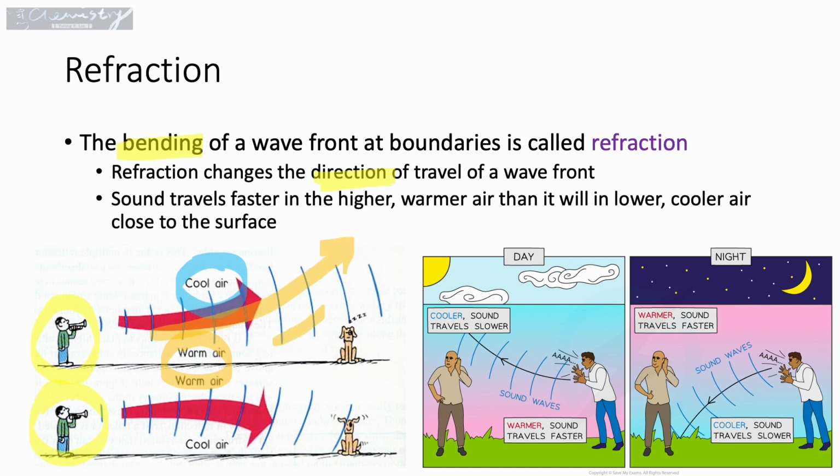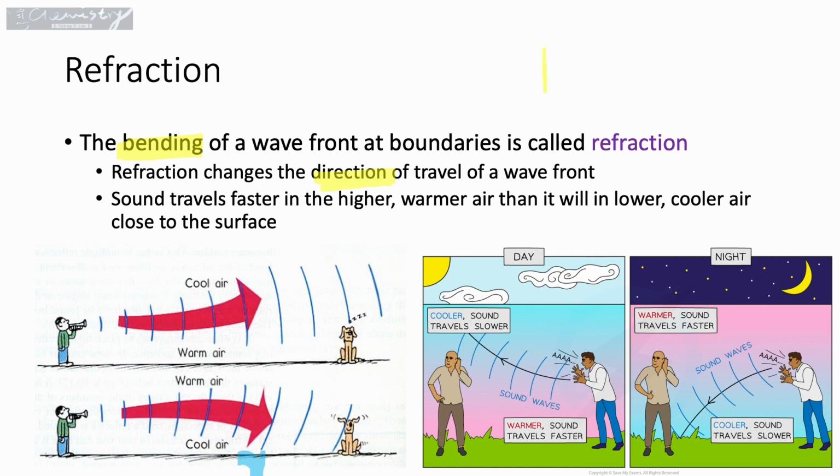You can imagine this side is running faster than this side, so eventually it's going to bend the direction. Same idea: if we have cool air on the bottom and warm air on the top, this side is going to go faster compared to this one. So at the end of the day, the sound is going to bend down. And that is changing the direction, it's bending the wave.